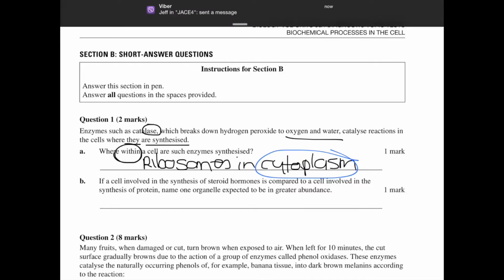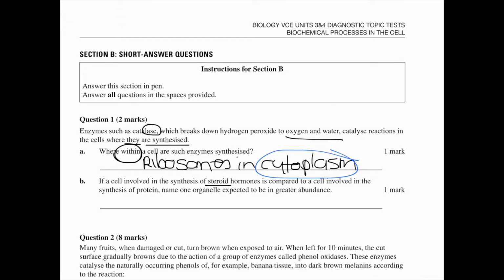All right, B. If a cell involved in the synthesis of a steroid hormone, so remember steroid hormone is a lipid, okay, because we've got 2 different types of hormones. We've got our polypeptide hormones, which are proteins, and then we have our steroid hormones, which are made up of lipids. Okay, so in a cell involved in the synthesis of steroid hormones as compared to a cell involved in the synthesis of proteins, name one organelle expected to be in great abundance.